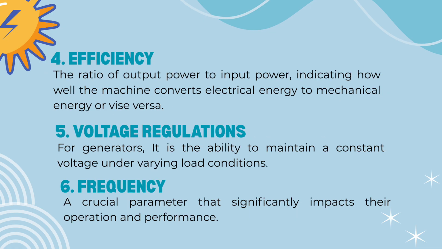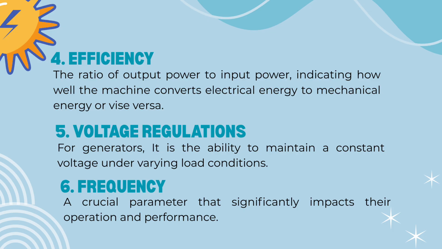And next we go on to efficiency, the ratio of output power to input power, indicating how well the machine converts electrical energy to mechanical energy and vice versa. So the efficiency of an electrical machine shows how well it converts energy from one form to another. It is the ratio of output power to input power, usually expressed as a percentage. A higher efficiency means the machine wastes less energy and performs better.